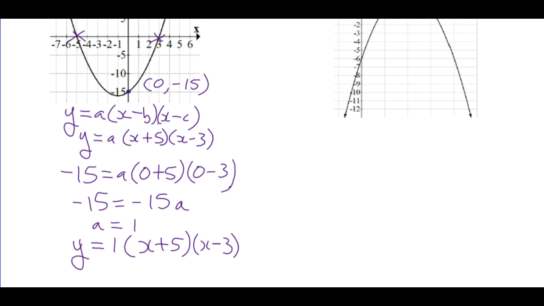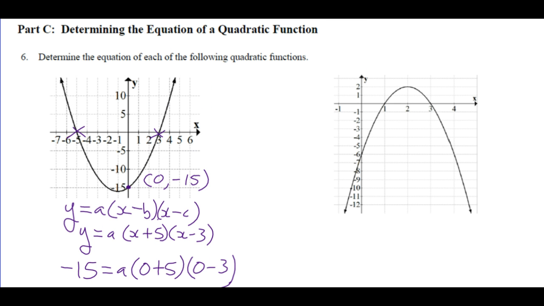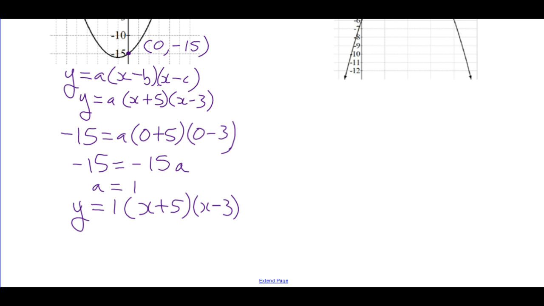Now, did it say what form to write the equation in? Determine the equation. No. So we can leave it like that. You generally would not write the 1. If it wanted it in standard form, you'd multiply this out. It'd be x squared plus 2x minus 15. You just FOIL it out. But that's good enough. That's a factored form equation.